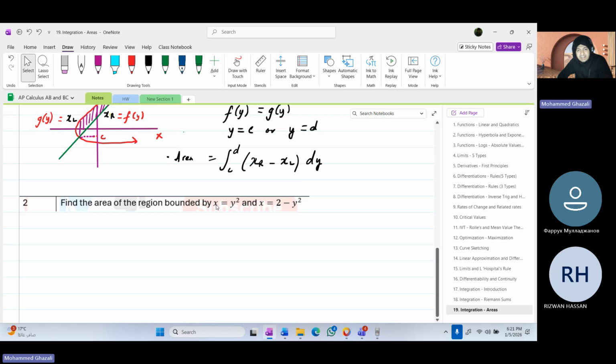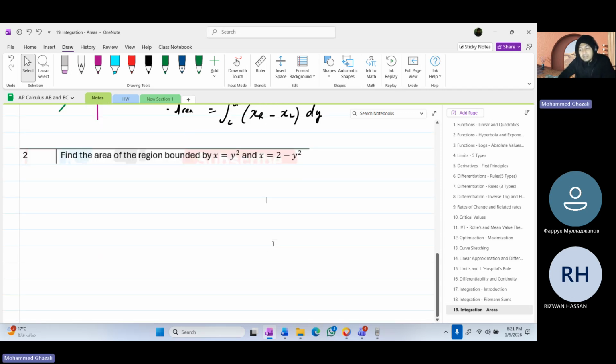Now we still don't know which is the right function and which is the left function. If we know which is the right function and left function, we don't even need to sketch the graph. Because we don't know, we've got to sketch the graph. But now let me just take you quickly through some basic curves.